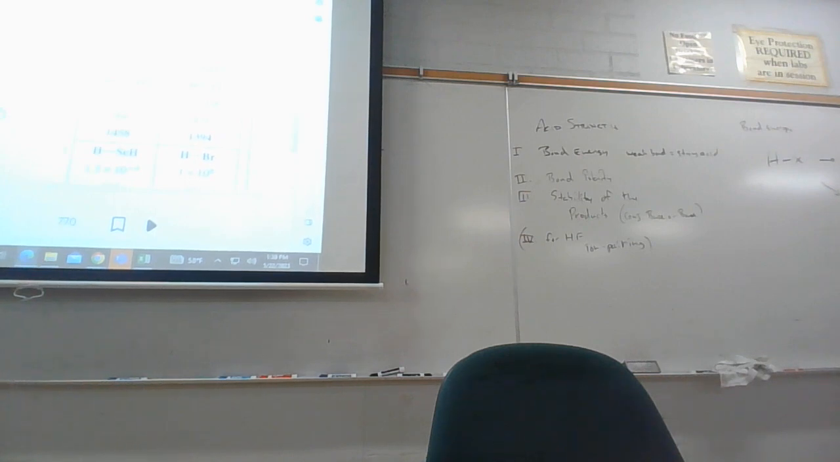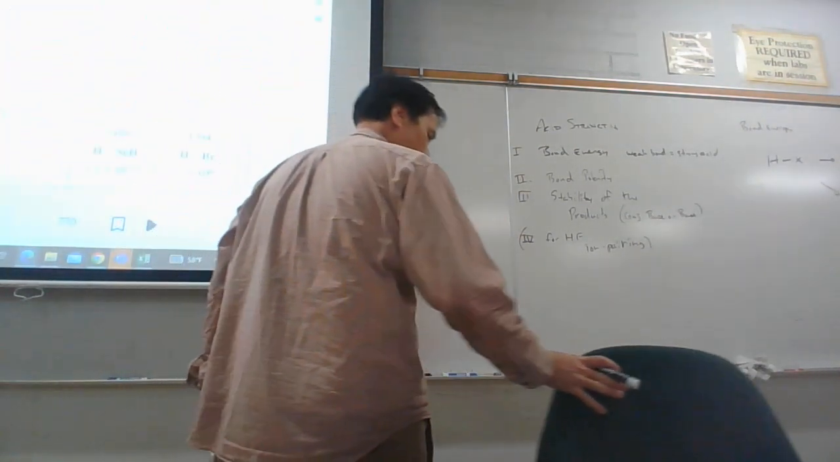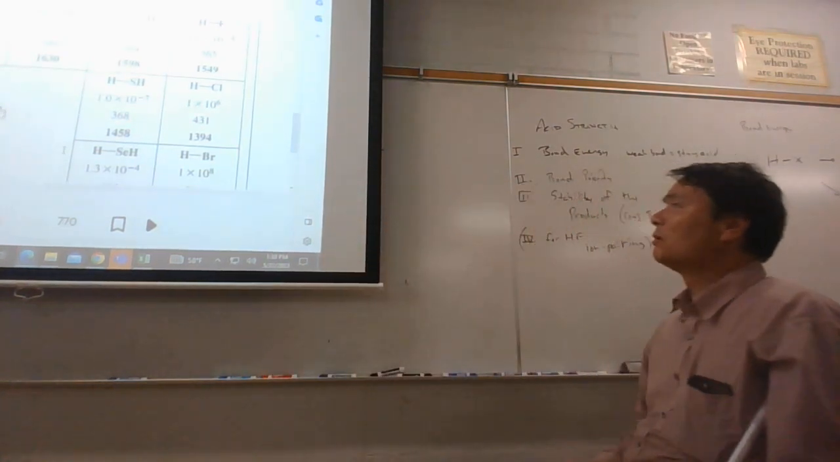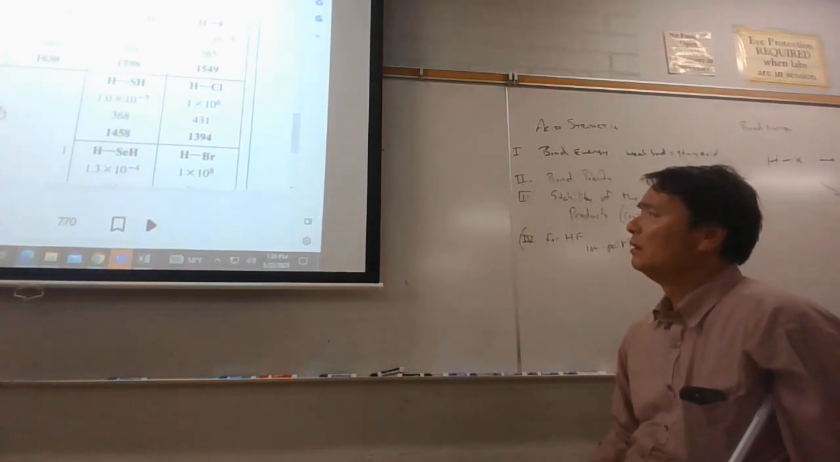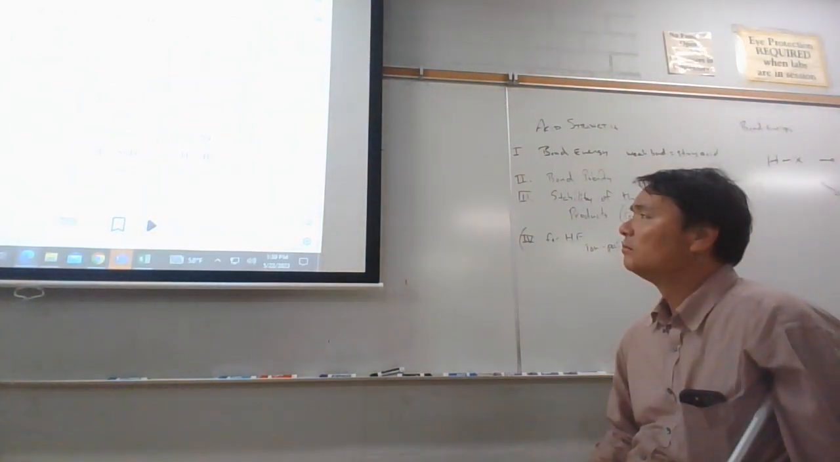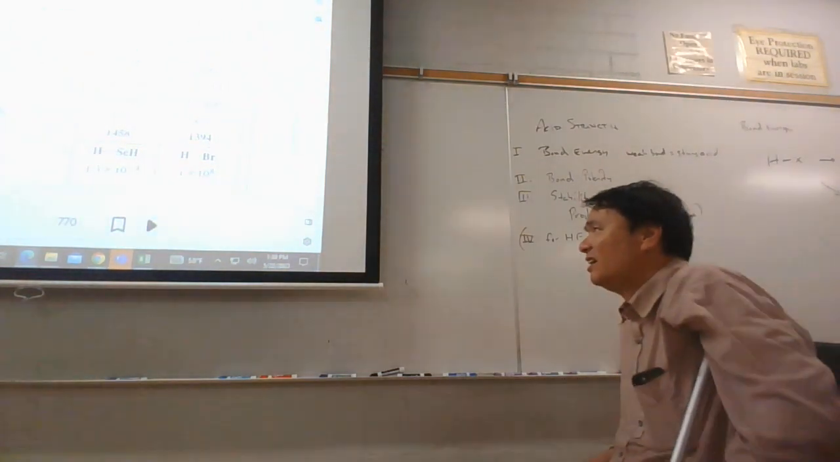Let's compare HF versus HCl. In terms of bond energy, which one should be a stronger acid? HCl. HCl's got a weaker bond, therefore it should be a stronger acid. And that's the case, HCl.